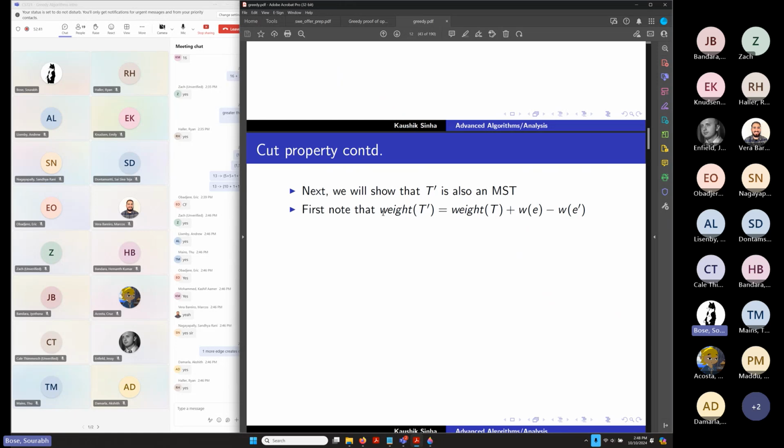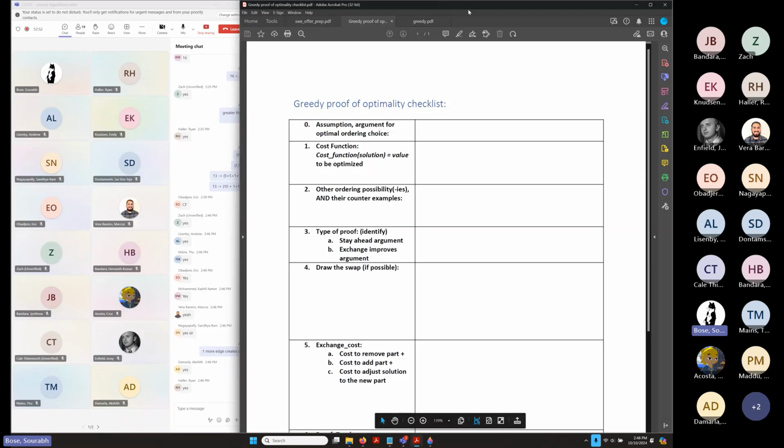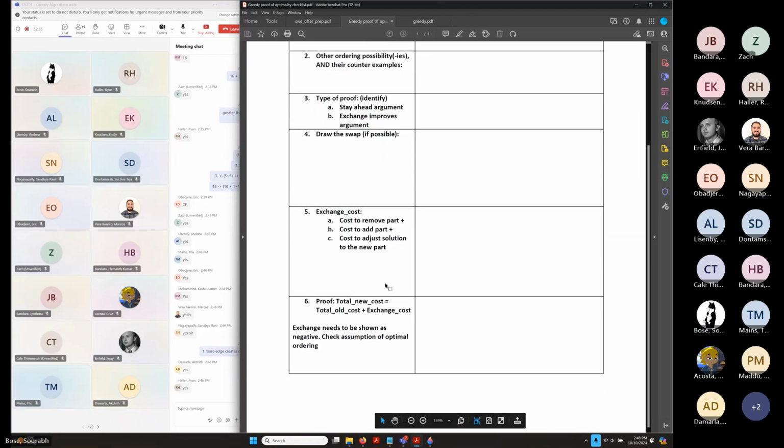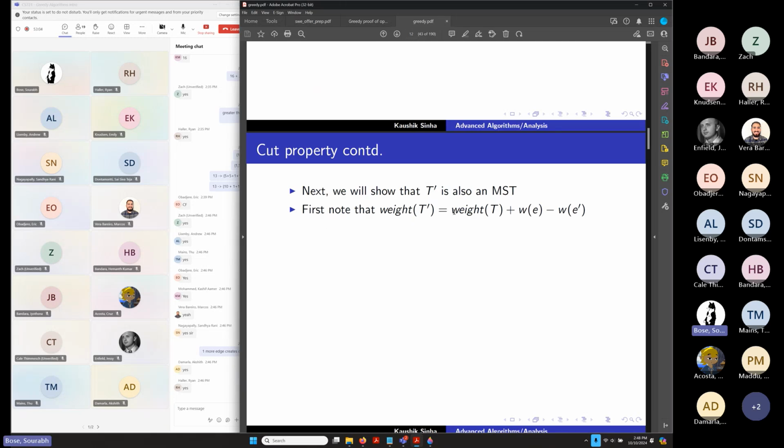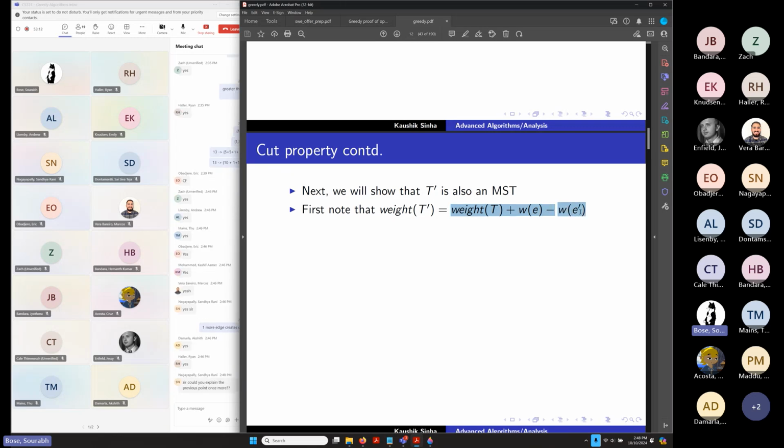Well, literally speaking, we will compute the total cost of this new tree, going back to our checklist, which is what I want you guys to prove things with. That is cost to remove the part, cost to add the part, and sometimes cost to adjust the solution to the new part. From the overall weight of the original tree, I'm going to add the weight of this new edge and subtract the E prime weight.